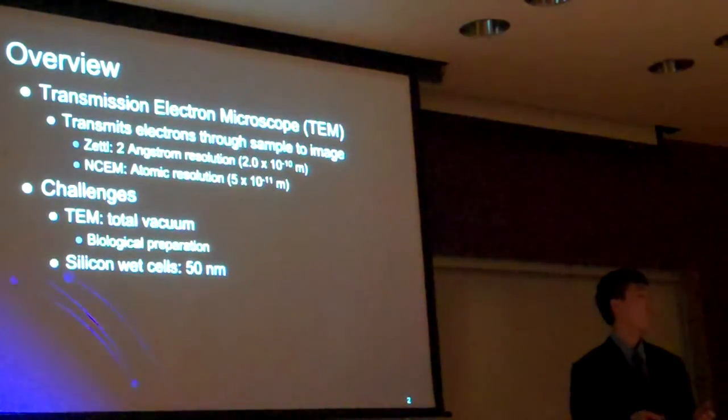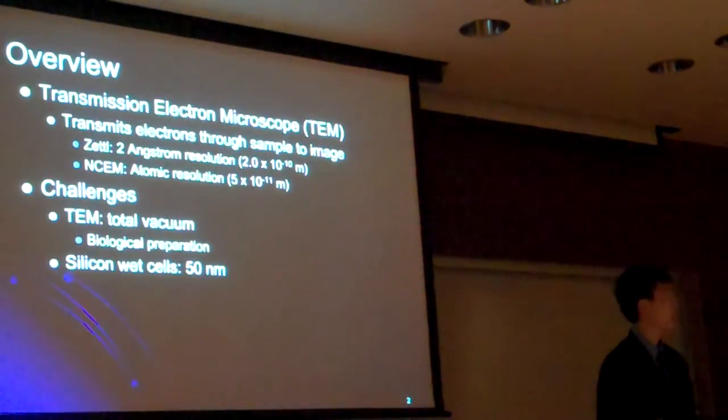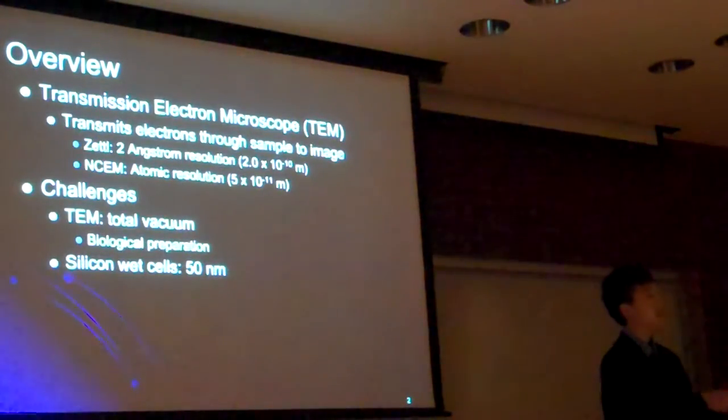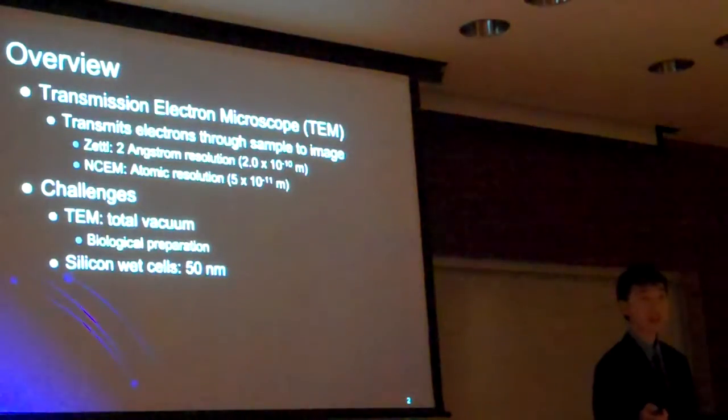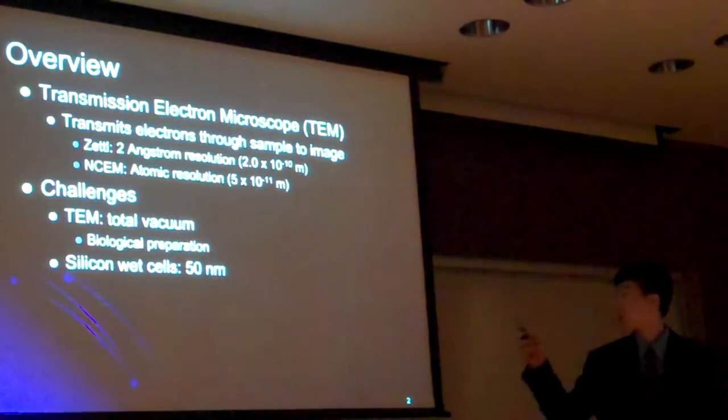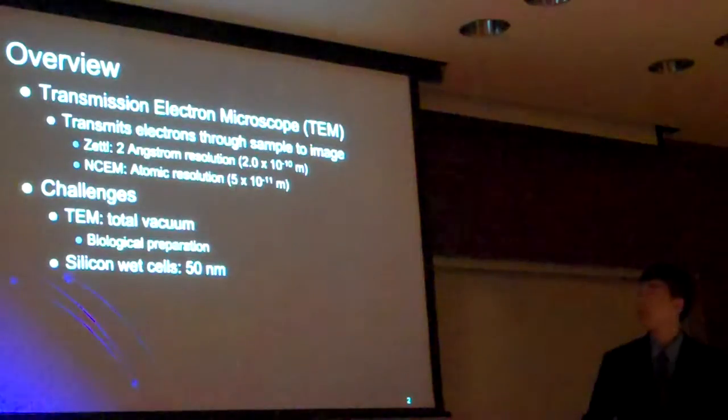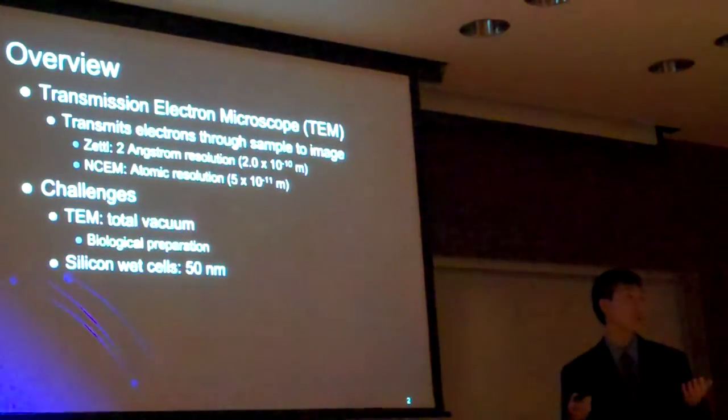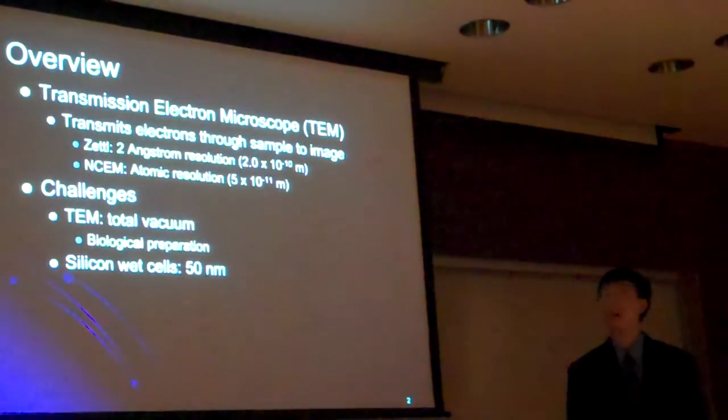Now you might be wondering why you want to use electrons instead of light. Well, the main reason is because light has wavelengths at roughly several hundred nanometers. So if you have very small molecules that are less than several hundred nanometers, you wouldn't be able to view them in the first place. This is what transmission electron microscopy solves by sending electrons through, which have much smaller wavelengths.